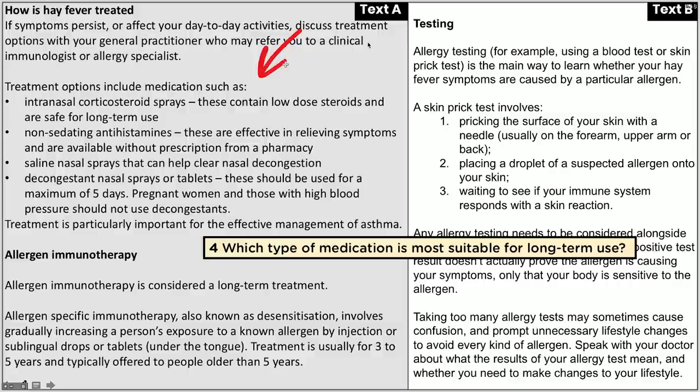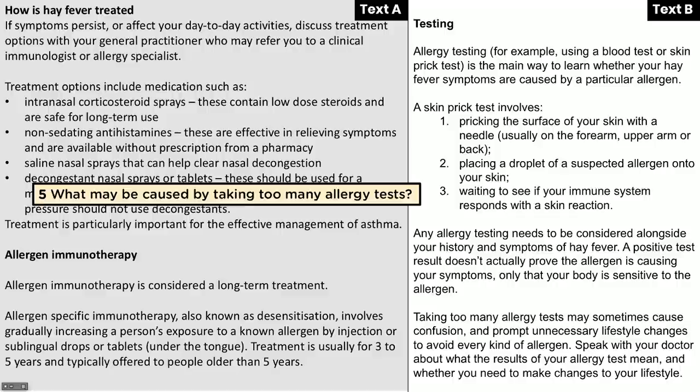Question 5, what may be caused by taking too many allergy tests? Well, from the looks of this question, we know that we need to look in text B, right? Because it's about allergy tests. So we can ignore text A. So what may be caused by taking too many allergy tests?